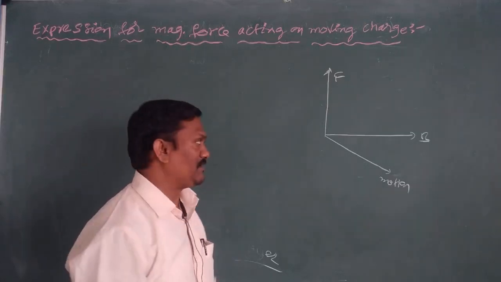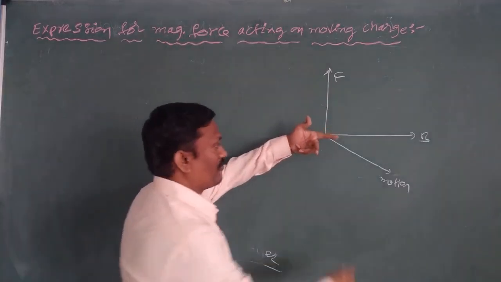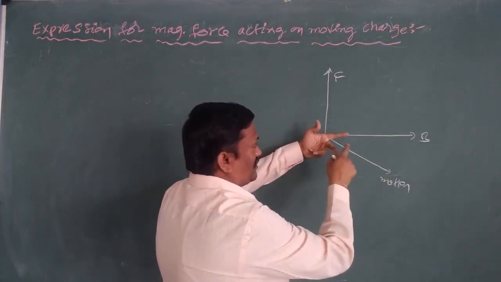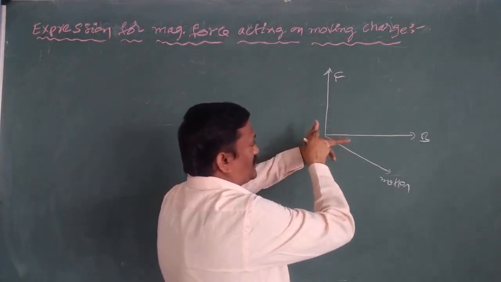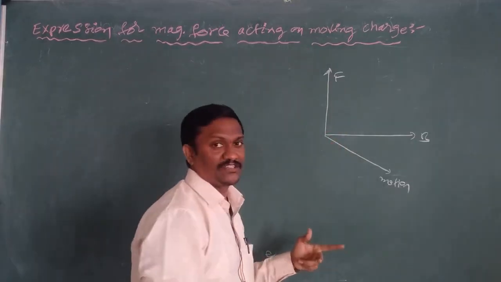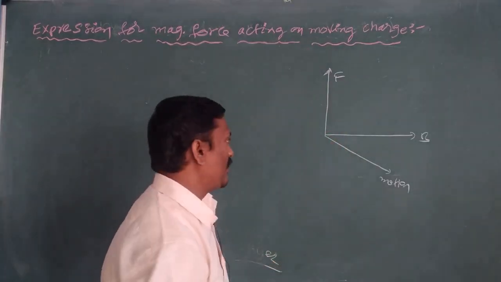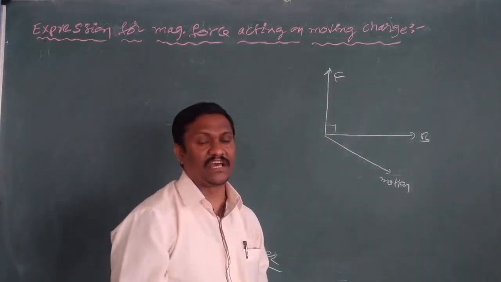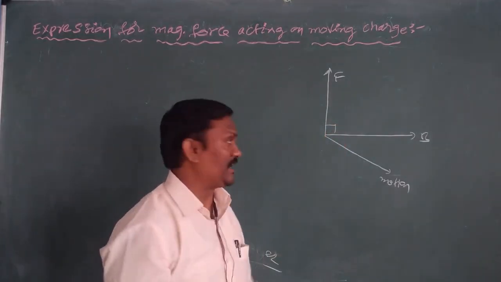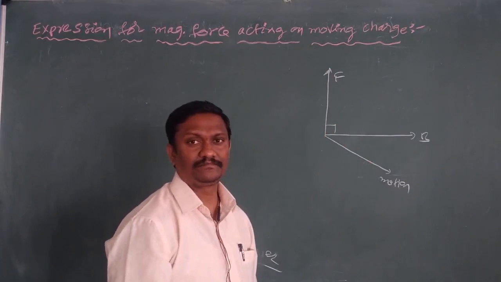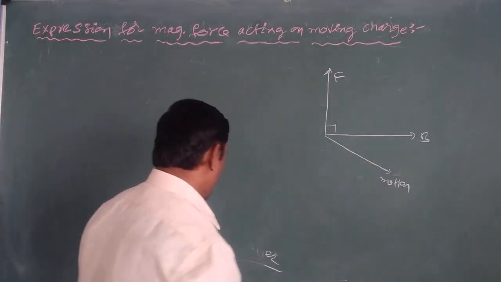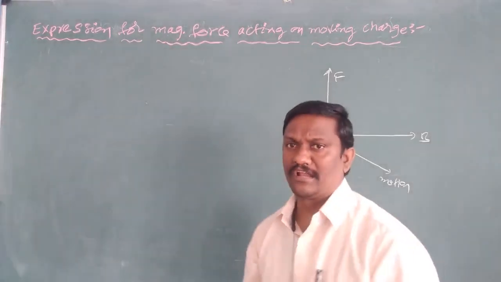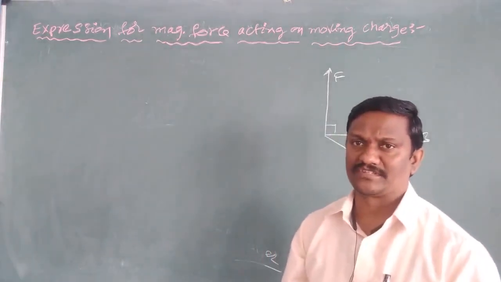So with the help of Fleming's left hand rule, the forefinger indicates the direction of the magnetic field, the middle finger indicates the motion of the charge, and the thumb represents the direction of force acting on moving charges. And one more important point: the direction of force acting on a moving charge is always perpendicular to the direction of the magnetic field. So that is about Fleming's left hand rule. We can identify the direction of magnetic forces.